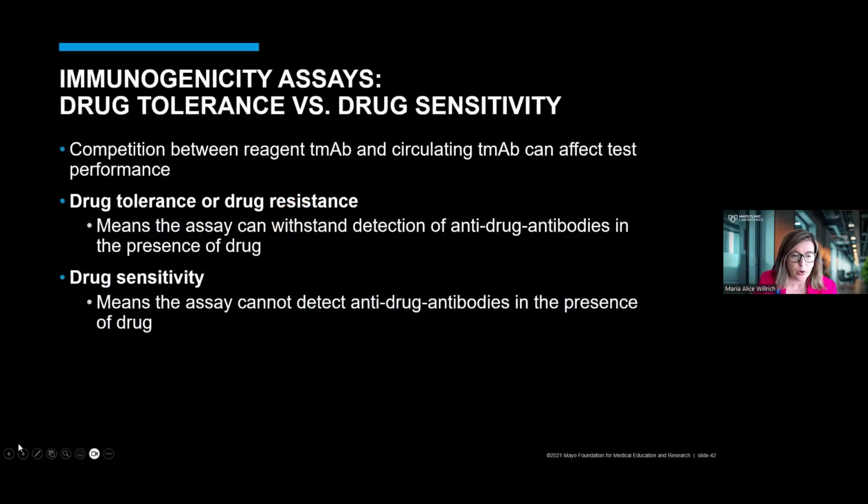So before we go into that, I wanted to state a definition that's usually talked about for immunogenicity assays, and it's drug tolerance versus drug sensitivity. A drug tolerant assay means the assay can detect anti-drug antibodies even in the presence of drug. And a drug sensitive assay means the assay cannot detect anti-drug antibodies in the presence of any drug.